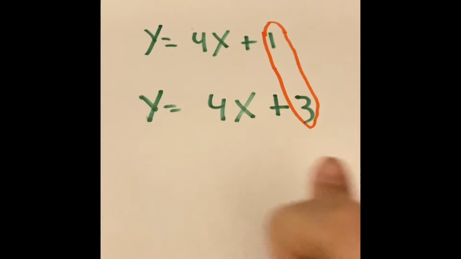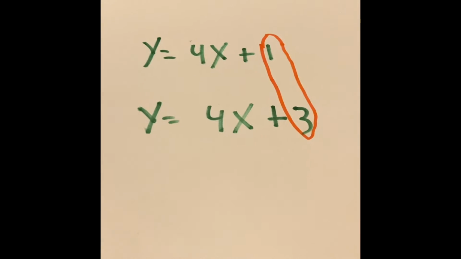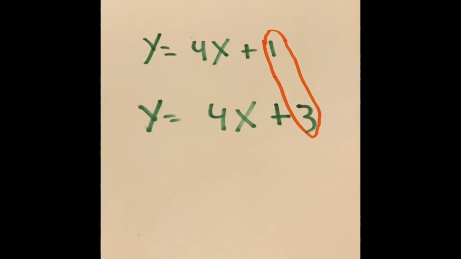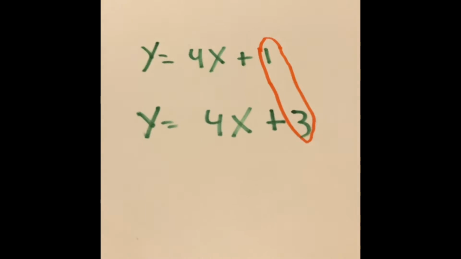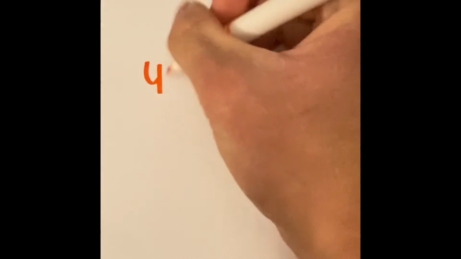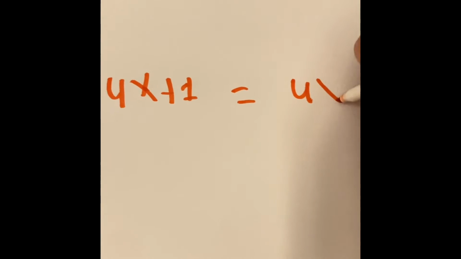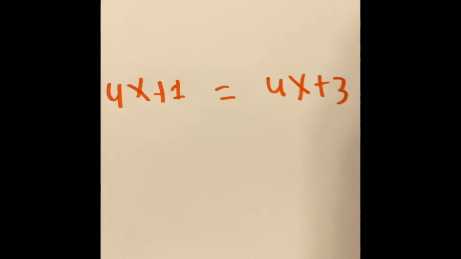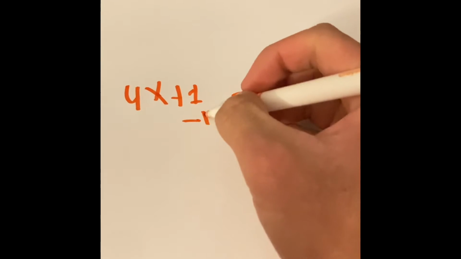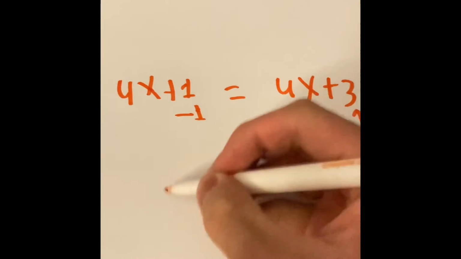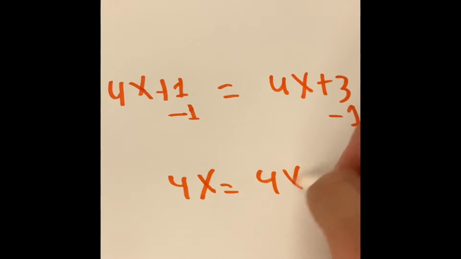The two lines that never intersect each other are called parallel lines. Let's prove why those are parallel by trying to do it algebraically and see what happens if we try to find where the two lines intersect, which they never do. So we have 4x plus 1 is going to be equal to 4x plus 3. You might be thinking, why don't we subtract 1 from each side? So we have 4x equals 4x plus 2.